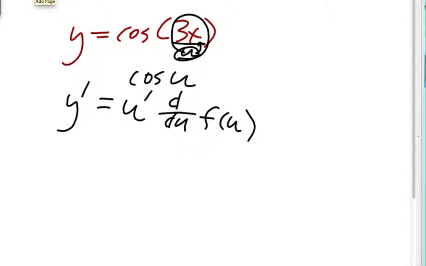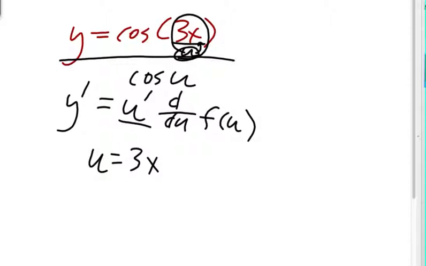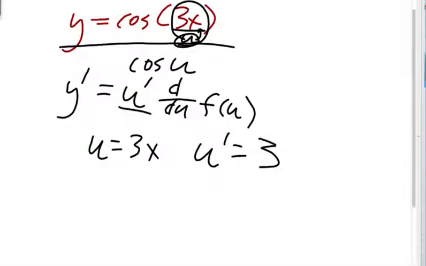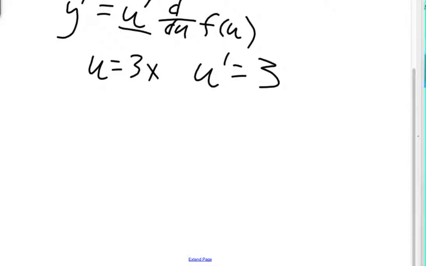So let's come in and take a look at how we actually do something like this. So here's my function. So I want to have u is 3x. I need u prime. If you can't look at this and tell that it's 3 at this point, you haven't been getting enough practice. You've been letting someone else do your work for you. Okay, so now what I have is u prime, which is 3.